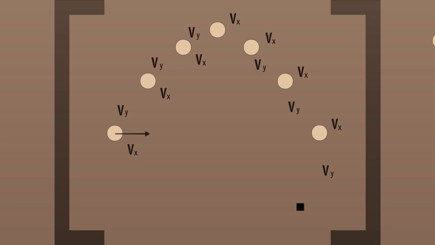It would just be an arrow pointed to the right, because that's the direction the ball is moving horizontally, and it is the same size throughout the entire motion. So the velocity in the x direction does not change. There is no acceleration, or acceleration equals zero.